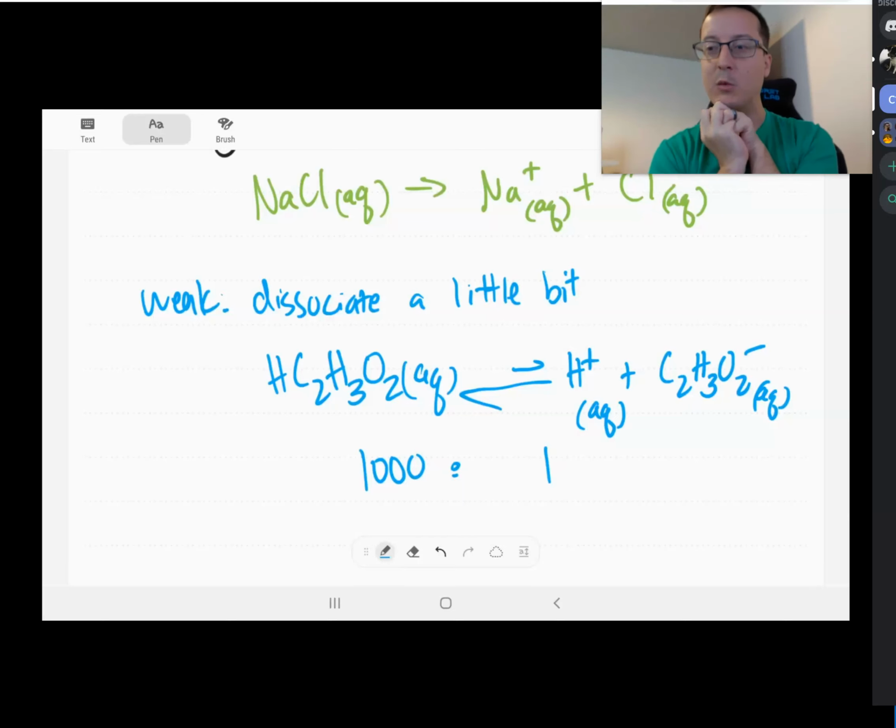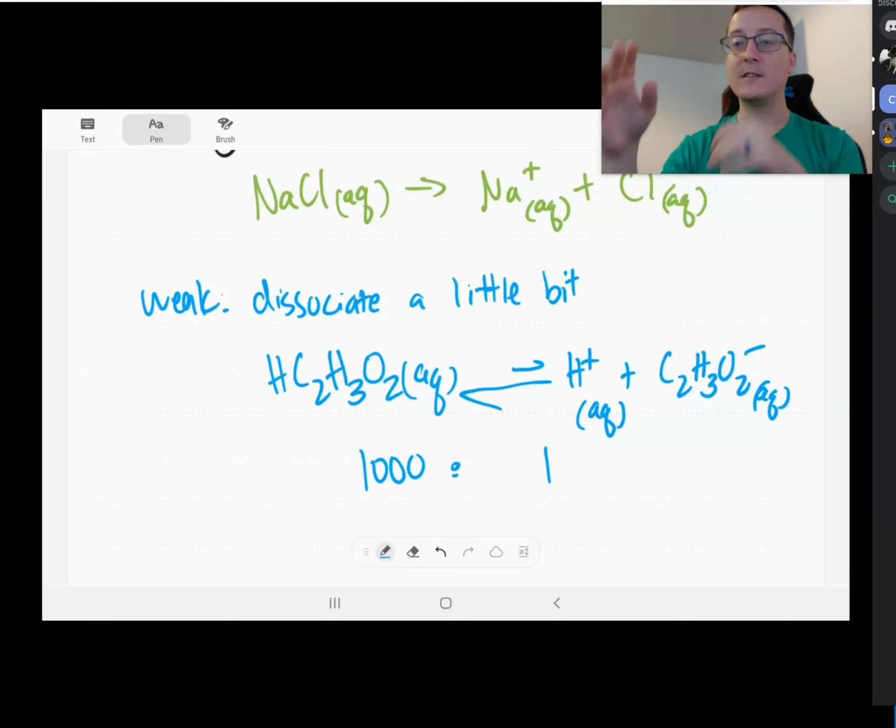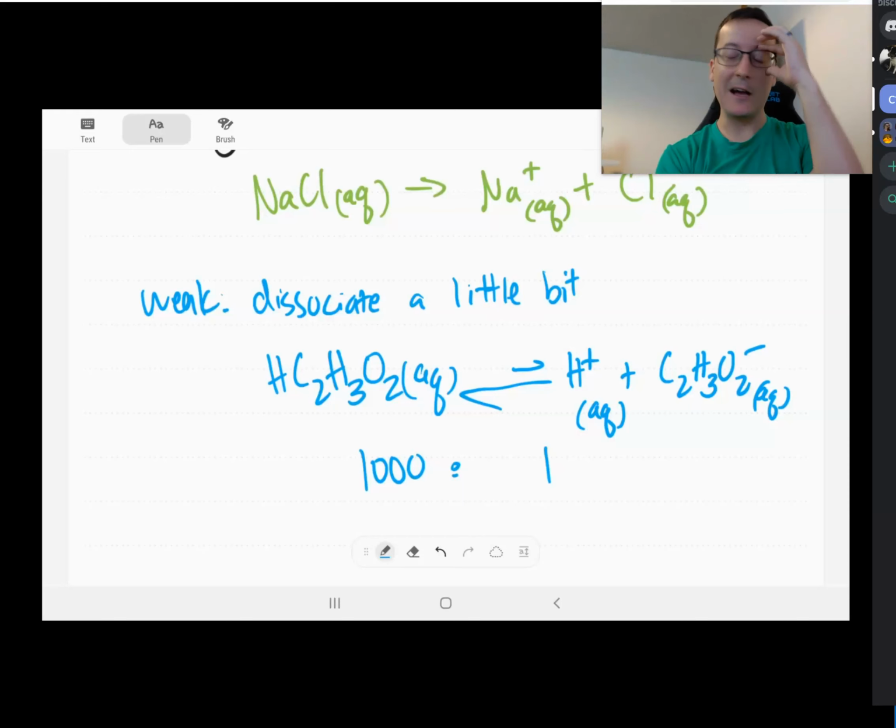And so we're going to see that because this only dissociates a little bit, it's not going to conduct electricity as well. It'll still be better than pure water, but it will not nearly be as good as a strong electrolyte.